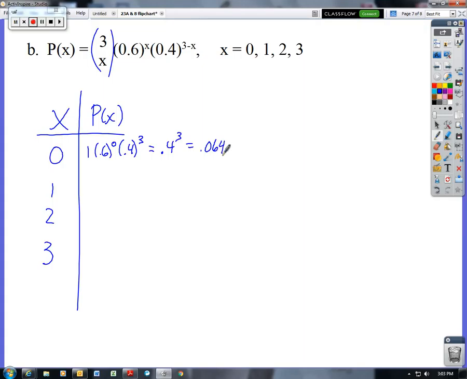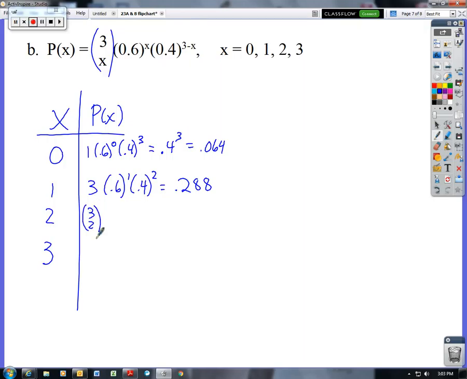Then the next one is going to be 3 choose 1. If you choose 1 out of 3, there are 3 ways to do that. Times 0.6 to the 1 times 0.4 to the 3 minus 1, so that's to the 2. So that's basically 3 times that. Let's multiply all that out. I actually did that ahead of time here just to save you time. That's what I got. And then the next one is 3 choose 2.